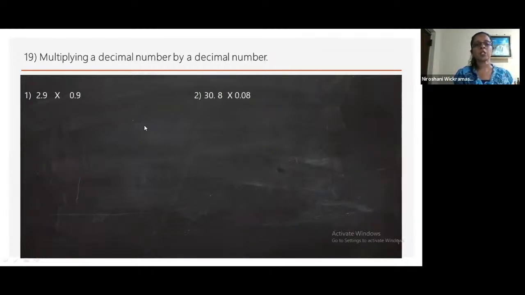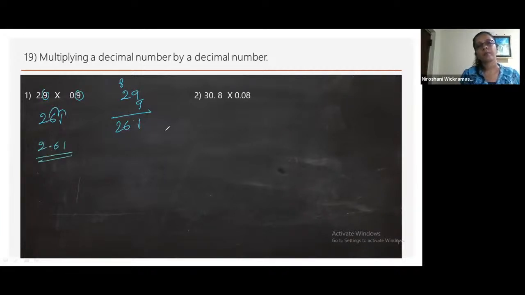Next one, multiplying a decimal number by a decimal number. Here also don't think about the decimal places. 29 multiplied by 9. 9 times 9, 81. 8 remaining. 9 times 2, 18, and 8, 26. So 261. How many decimal places? 1, 2. Separate 2 decimal places.